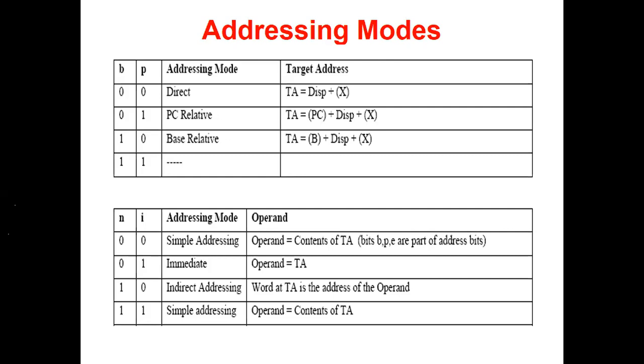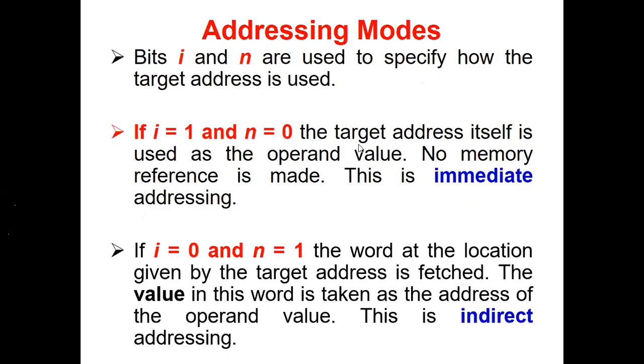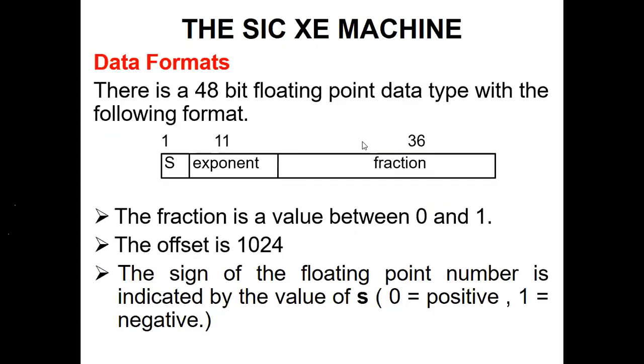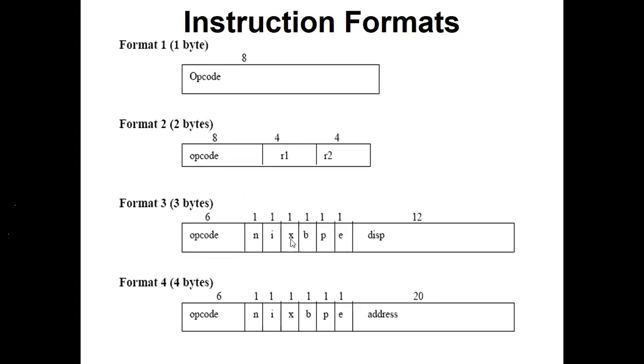And B a one, P a zero, that is base relative, that is base addressing. So it means that you calculate the target address by taking the contents of the base register plus the displacement plus the contents of register X. But knowing that you only add the contents of register X when bit X is a one, okay? So we have explained these first bits, X, B, P, and E. Those ones are used to calculate the target address.